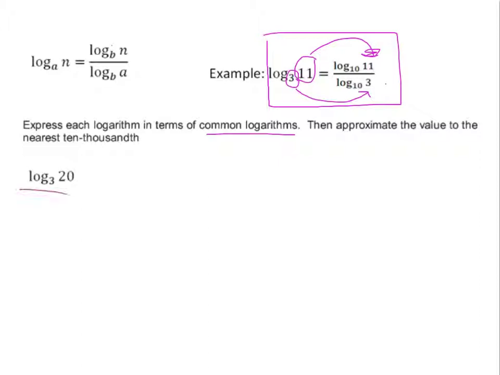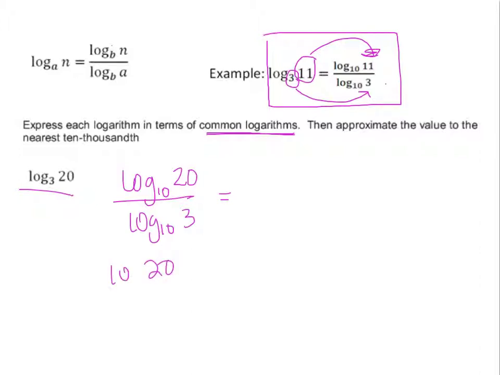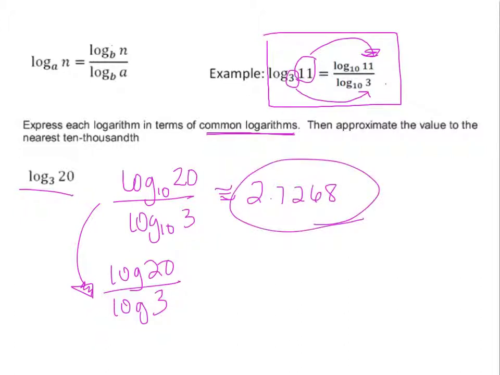So if we have log base 3 of 20, we want to express it in terms of common logarithms and then approximate it to the nearest 10,000th. So we'd say, well, this should be log base 10 of 20 over log base 10 of 3. And then if you take log of 20 divided by log of 3, because remember, on your calculator the base number is 10, so you could also just write this as log of 20 over log of 3. If you put this into your calculator, you're going to get about 2.7268. So there is our common logarithms.